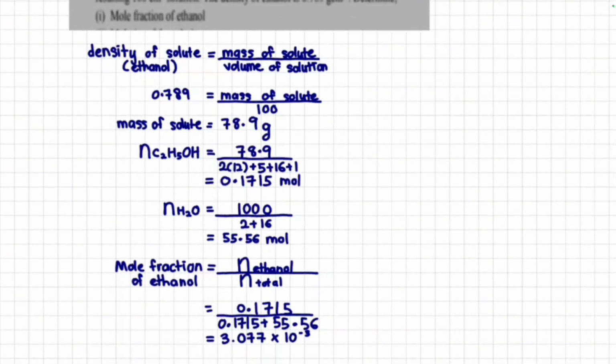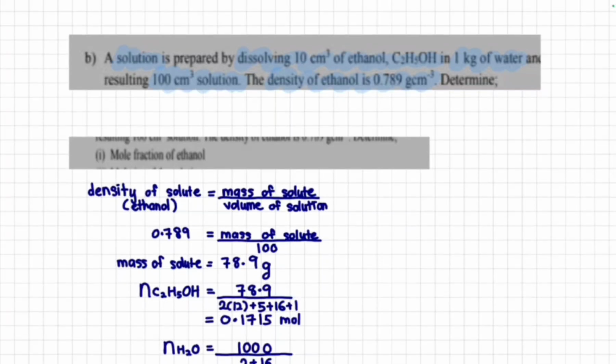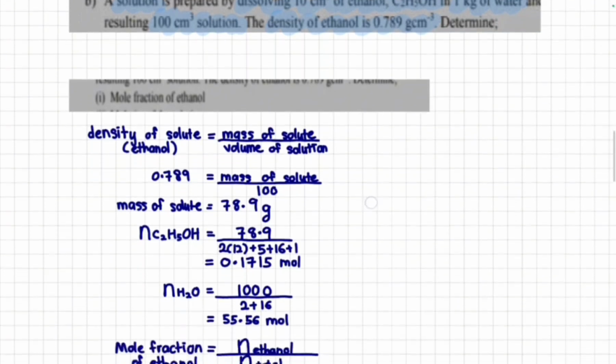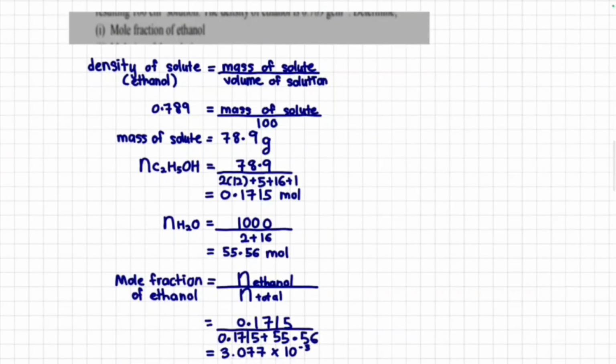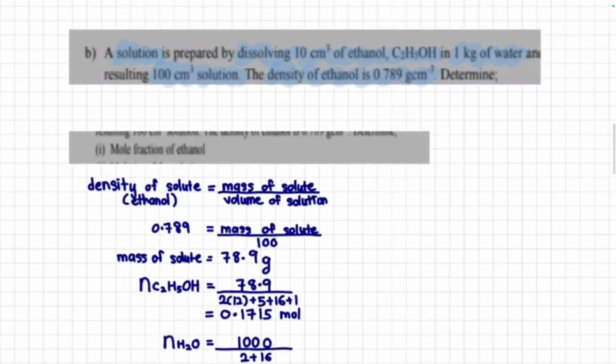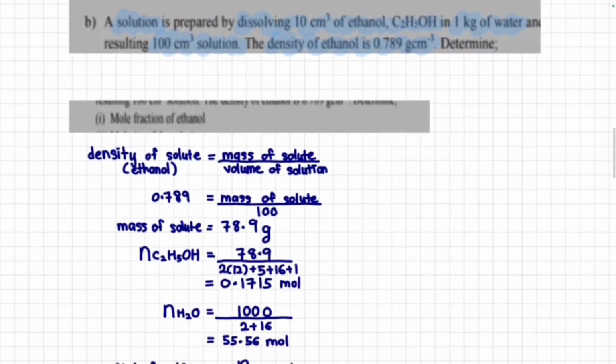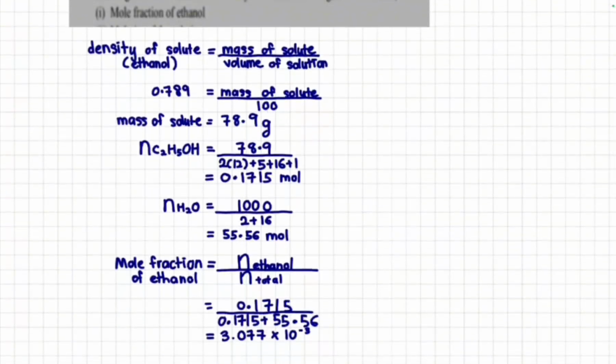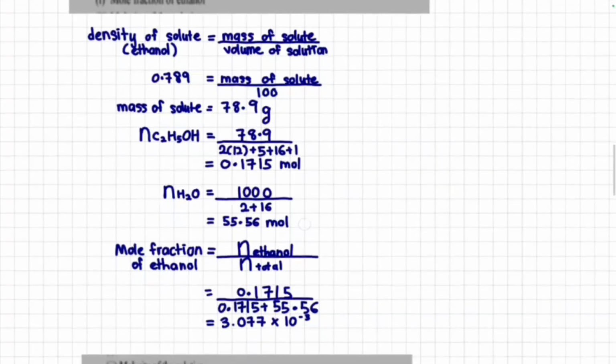And now we can determine the number of moles for water, since they already gave us the mass of the water, which is 1 kg. We need to convert it to 1000 gram and then divide by the relative molecular mass of H2O, which is 2 plus 16. And then we can get the number of moles of water, which is 55.56 mole.